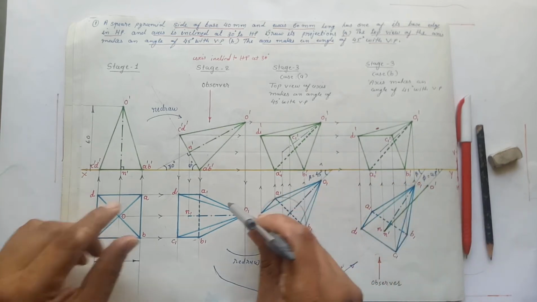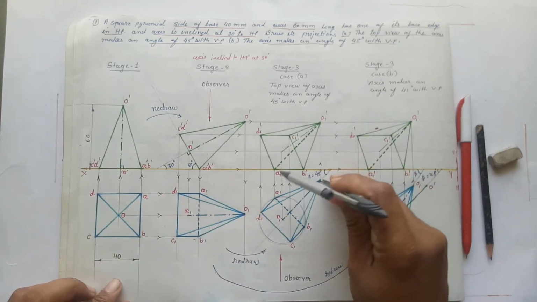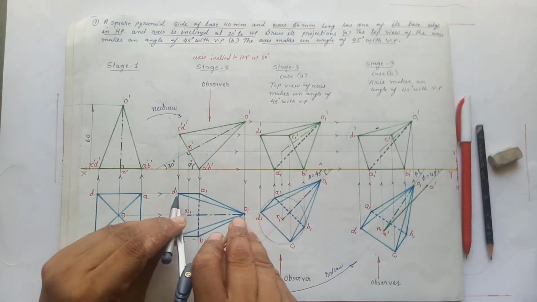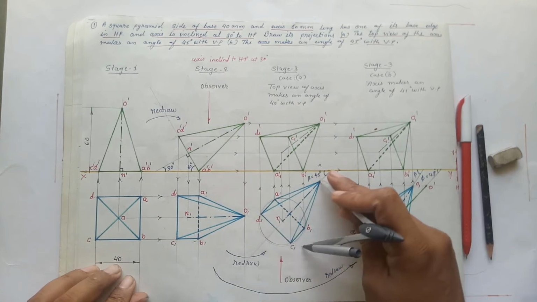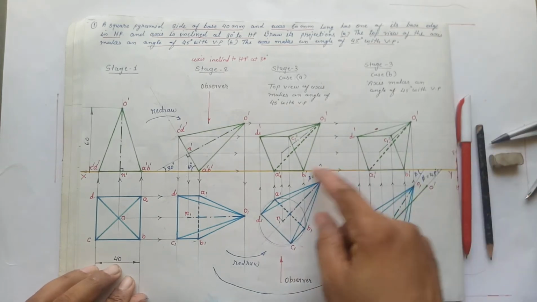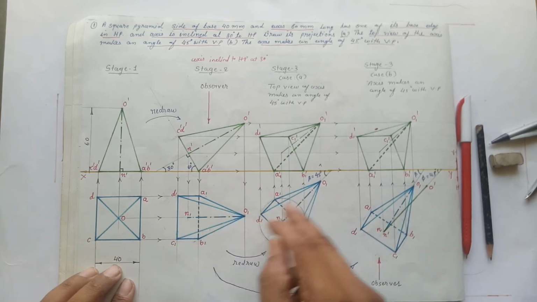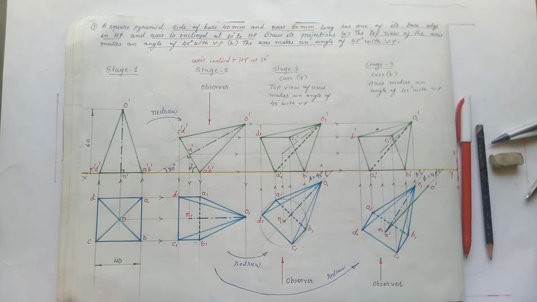Now measure O1 to A1 and O1 to B1. Mark O1 to A1, O1 to B1, O1 to D1 and C1. Mark O1 to D1 and C1. So after marking these points O1, A1, B1, C1, D1, copy this figure over here. Same, visible outlines will remain visible and hidden outlines will remain hidden.